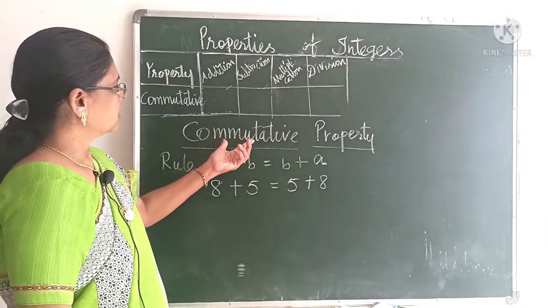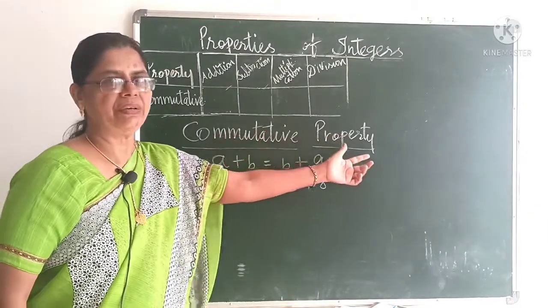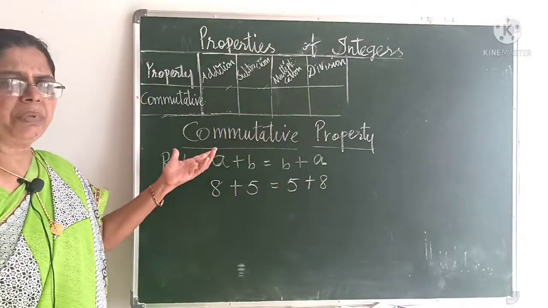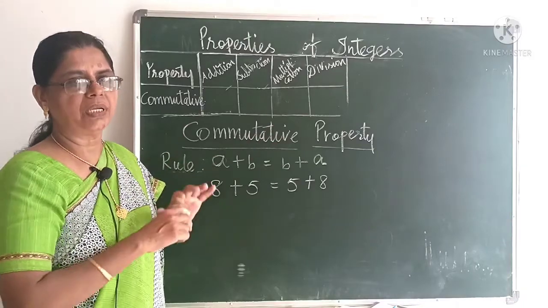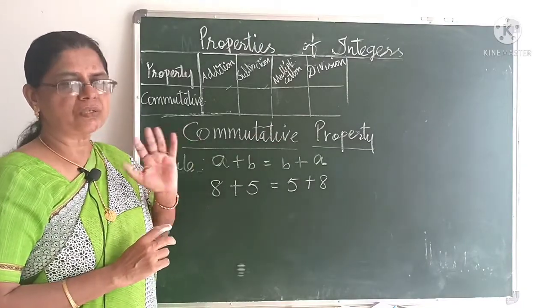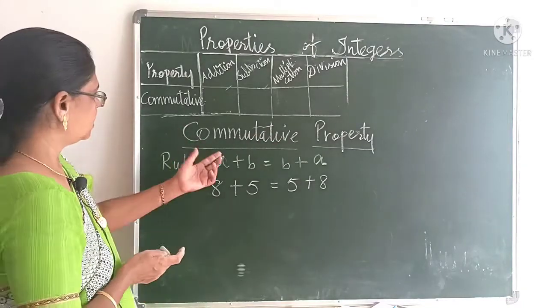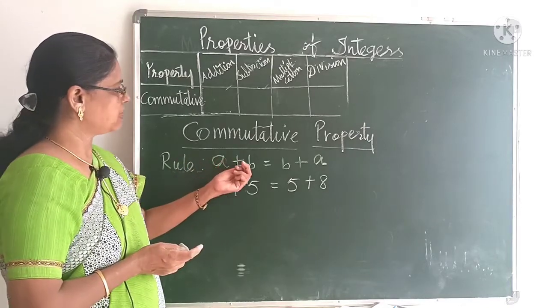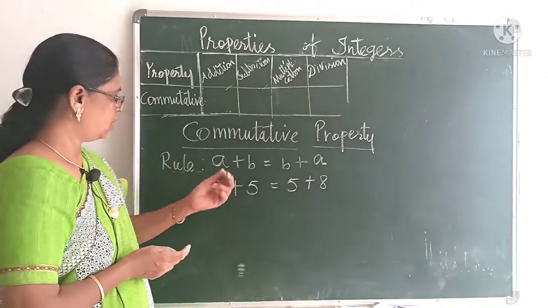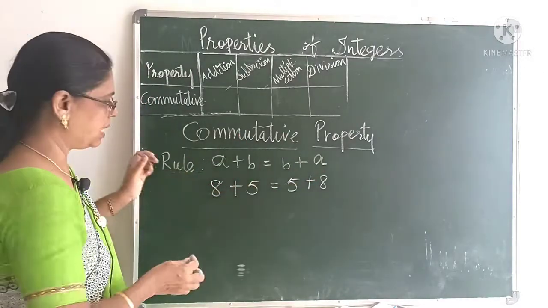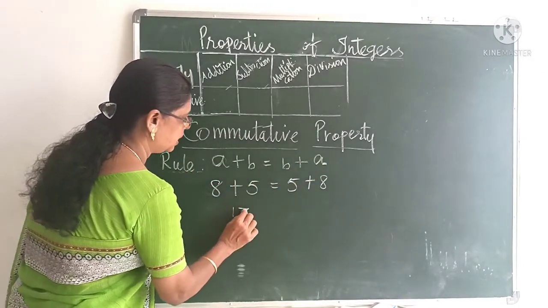Now, let us learn commutative property. What is commutative property? Even if we change the order of the numbers, the answer should remain the same. See, this is the rule. A plus B should be equal to B plus A. 8 plus 5. What is 8 plus 5? 8 plus 5 is 13.